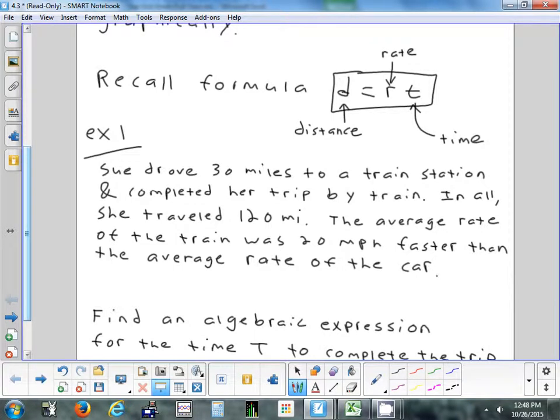So we'll come up with an expression. It'll have a variable in it, since we don't know the speeds of the train or the car. And then what we can do is either plug in a speed and find out how long it would take her, or we can say she completed her trip in an hour. How fast did she drive? And how fast was the train?